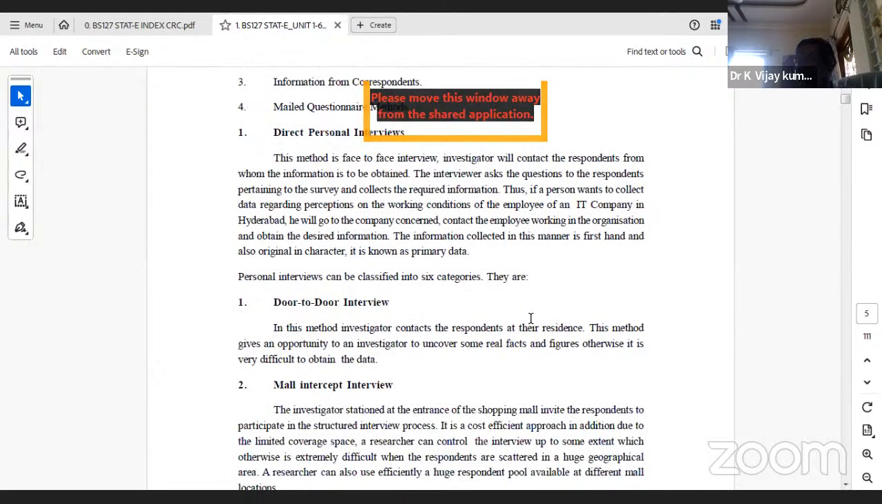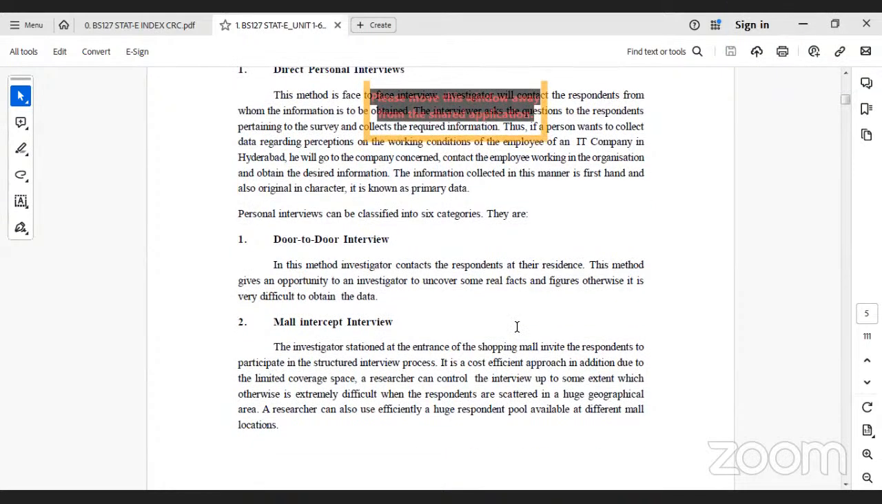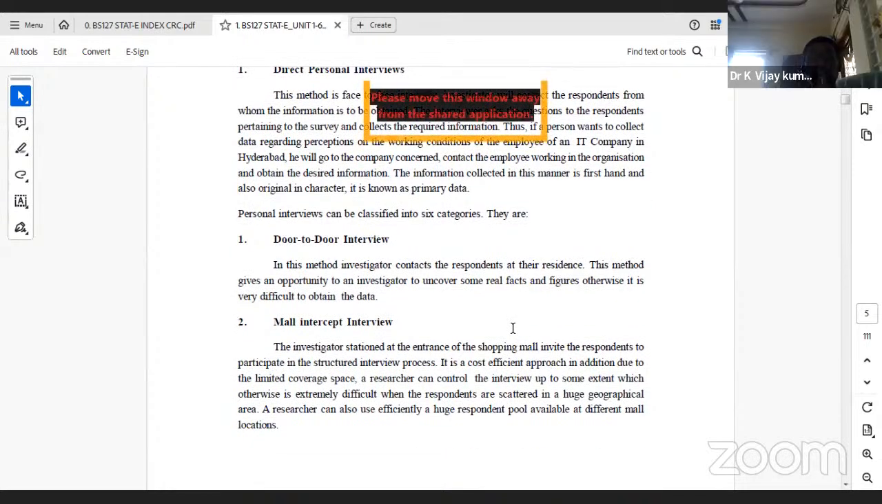Door to door interview, already told, going to the house for the comprehensive family survey. In this method the investigator contacts the respondents in their residence. This method gives an appropriate picture and the investigator can uncover some real facts and figures, otherwise it is very difficult to obtain that. అంటే వాడు కరెక్ట్గా చెప్తేనే మనం రాసుకుంటాము, అది కరెక్టా కదా మనం చెప్పలేము. But uncover some real facts and figures, otherwise it's very difficult to obtain the data here.